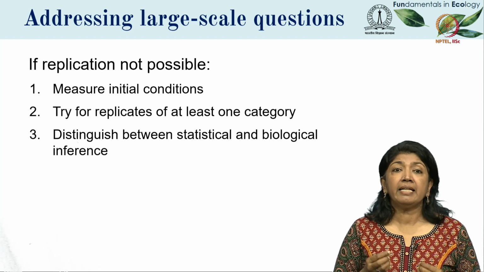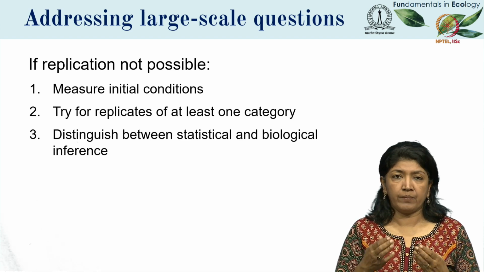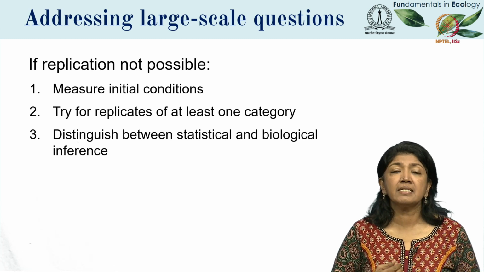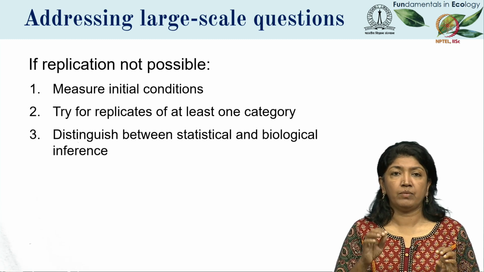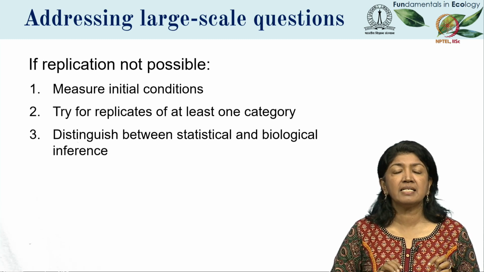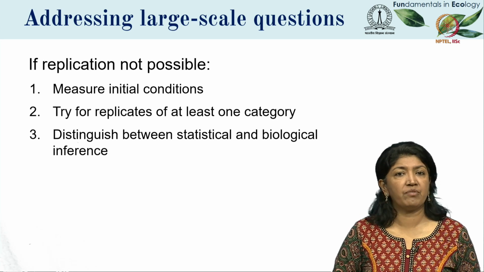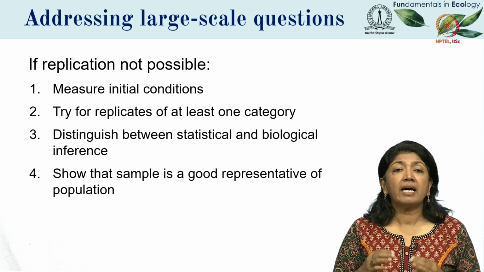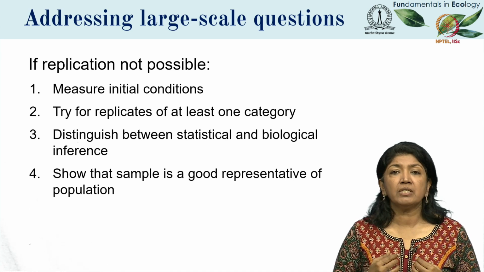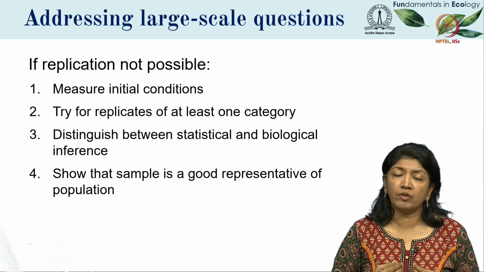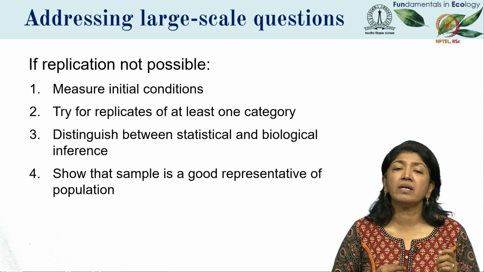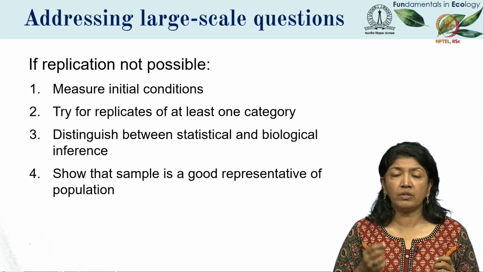A third thing that I can do when I carry out large scale questions without much replication is make very clear where statistical inference is and where biological inference is. I can also collect additional information and show that the sample is a good representative of the population. That is, F1 is a good representative of logged and F2 of unlogged forests.